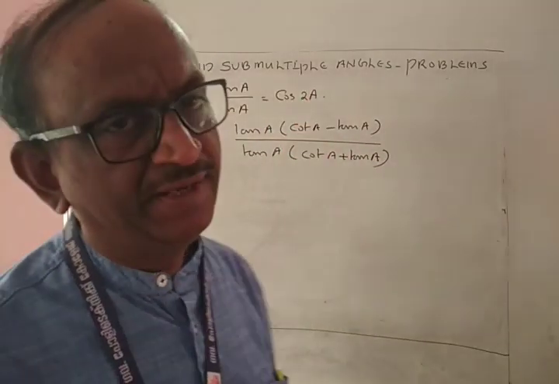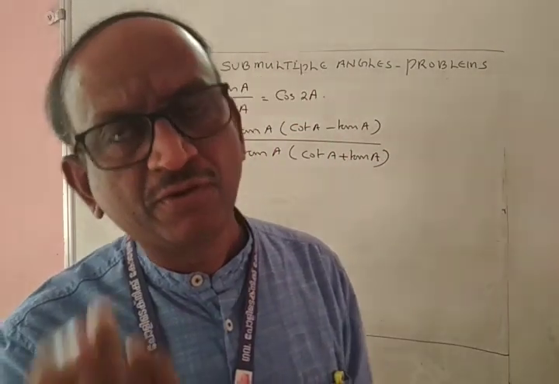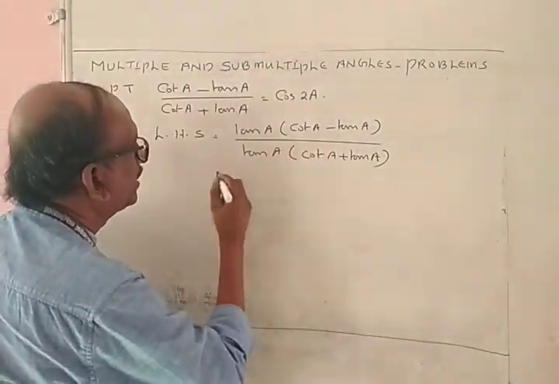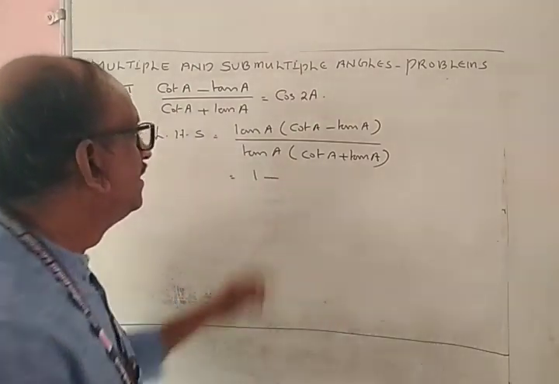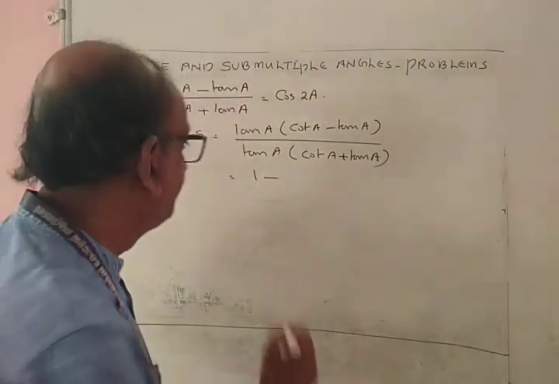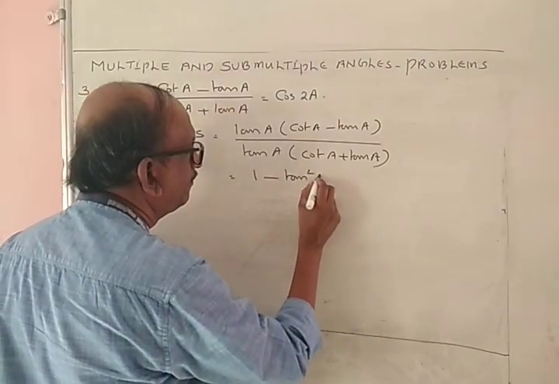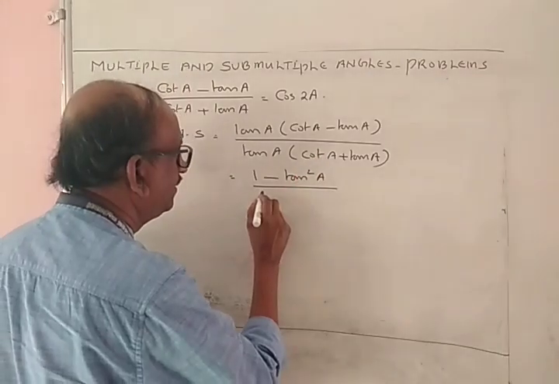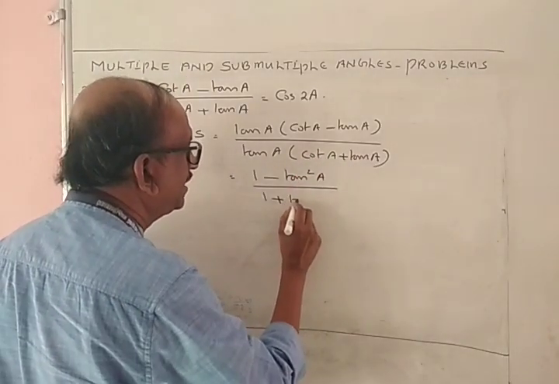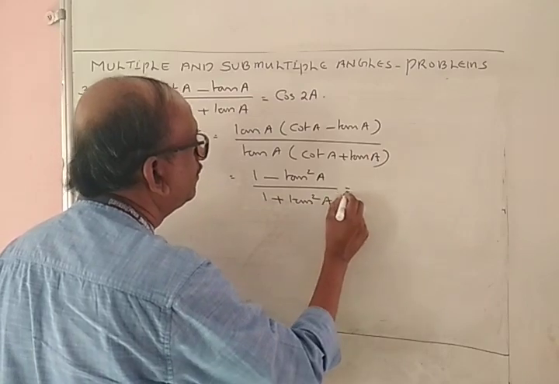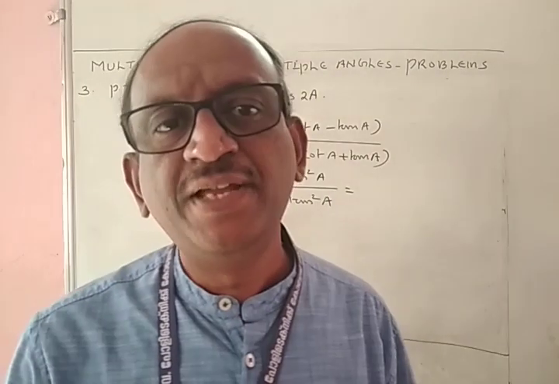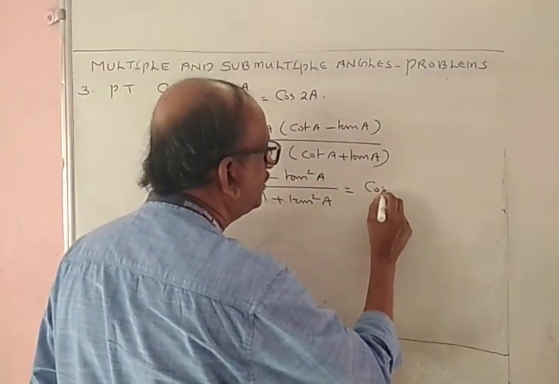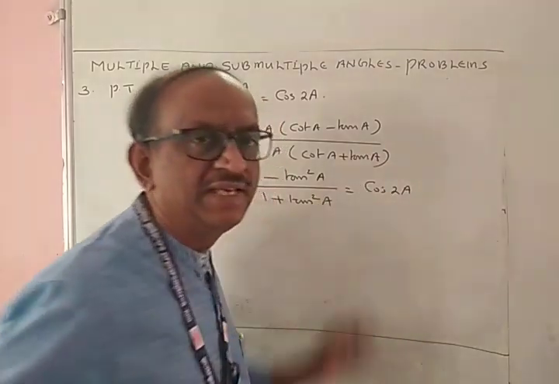Tan a into cot a. Tan a is the reciprocal of cot a, or cot a is the reciprocal of tan a. Therefore, tan a cot a is 1. Tan a into cot a is 1, minus tan a into tan a is tan squared a. Tan a into cot a is 1, plus tan a into tan a is tan squared a. We know that 1 minus tan squared a by 1 plus tan squared a is same as cos 2a. This is the right hand side.